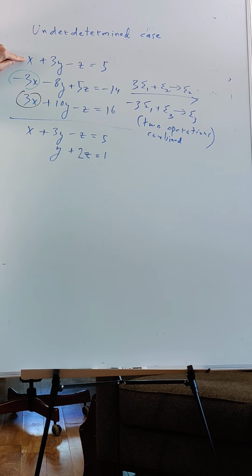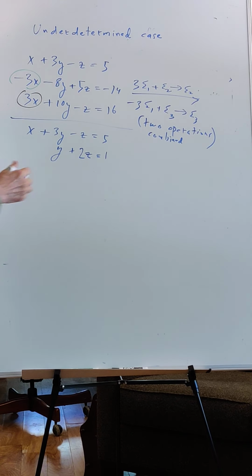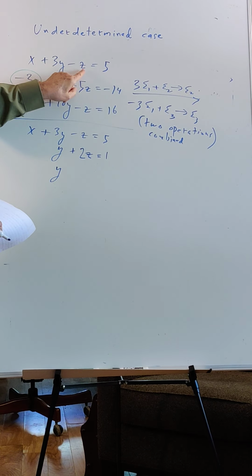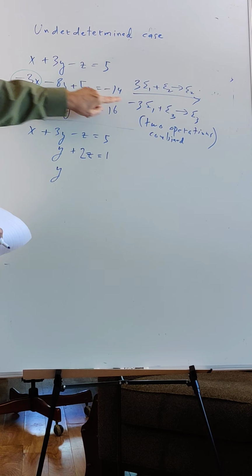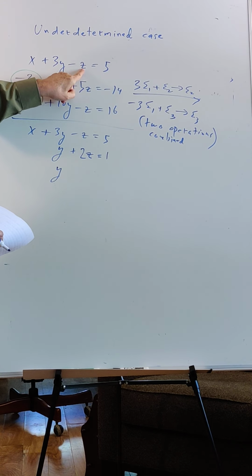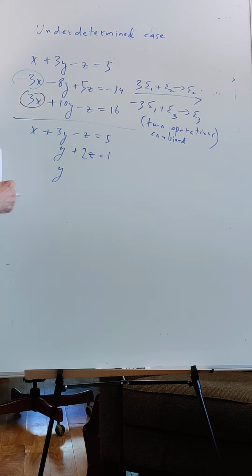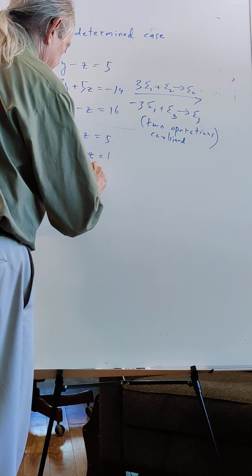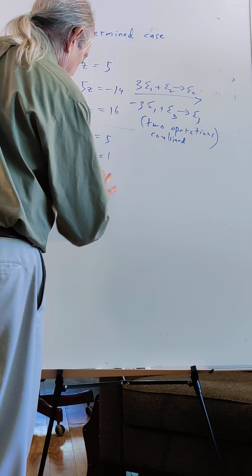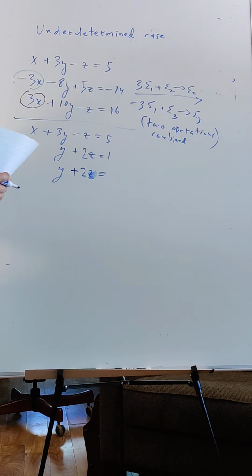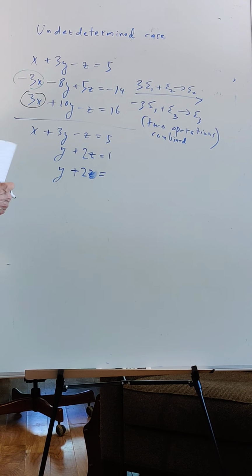All right, so minus 3x plus 3x is 0. Minus 9y plus 10y is y. Now, watch your signs. So we're multiplying this term by negative 3. So negative 3 times negative z is plus 3z. So 3z minus z is 2z. And minus 15 plus 16 is 1.